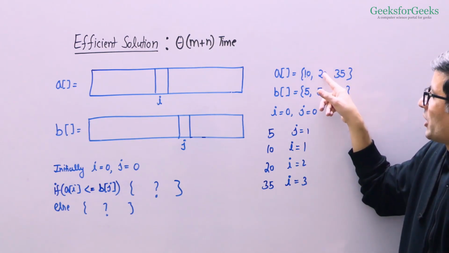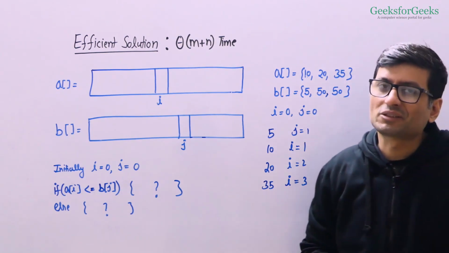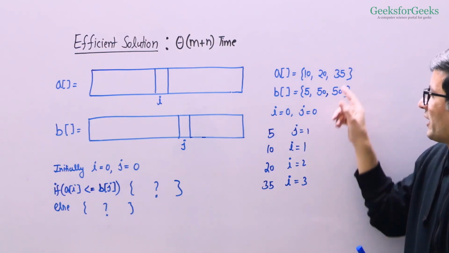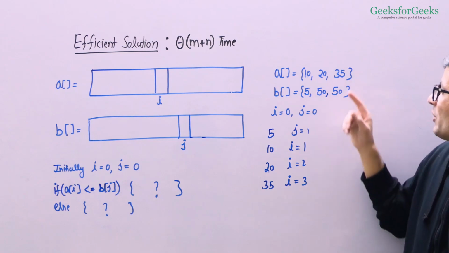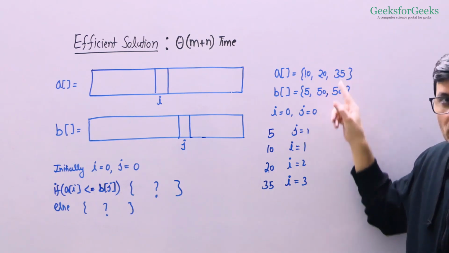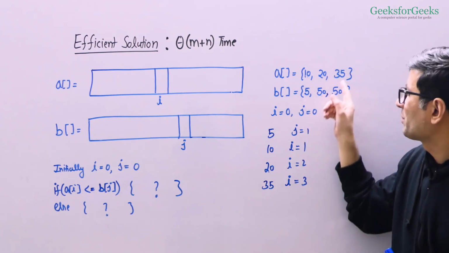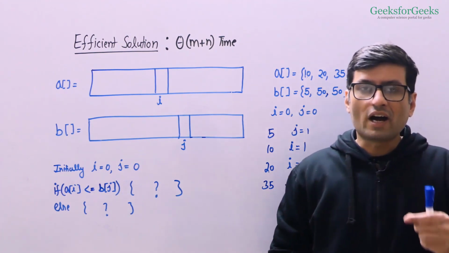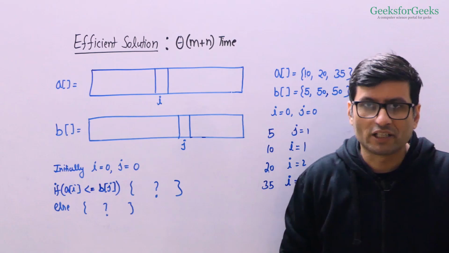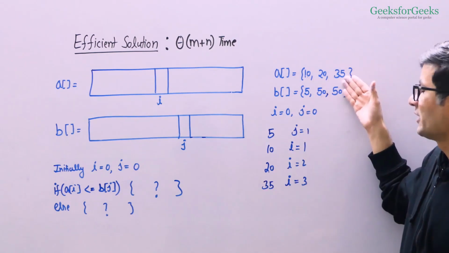Now we are going to compare 20 and 50. Now 20 is smaller, so we are going to move ahead in array A and we are going to print 20. Print 20 and move ahead. Now we are going to compare 35 and 50. Now 35 is smaller, we are going to print 35 on the screen, and now we are going to make i equal to 3. When i becomes 3, it becomes an invalid index. It goes beyond the last index.